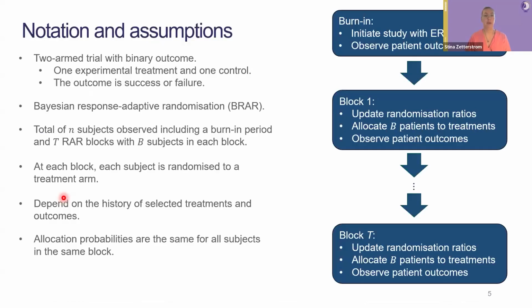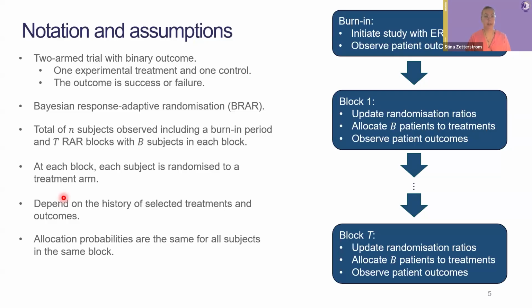So we considered a two-armed trial with binary outcome. So we have one experimental treatment and one control treatment, and the outcome is success or failure. And we use the Bayesian response adaptive randomization procedure, or the BRAR procedure. And we have a total of n subjects that are observed, including a burn-in period and T RAR blocks with B subjects in each block.